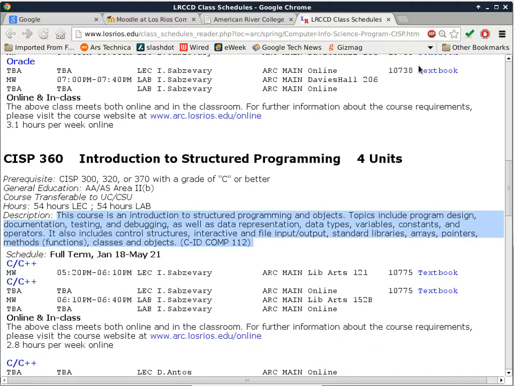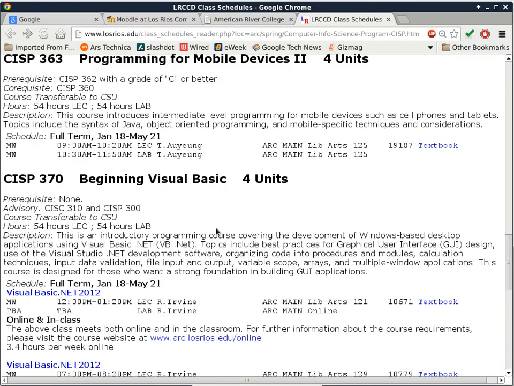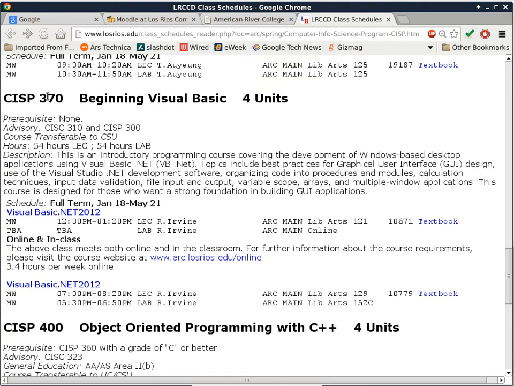Those are all good questions. Any other questions? No? Okay. CISP 370 is Visual Basic Programming. CISP 370 does not substitute for CISP 360. In other words, it doesn't really help you in getting the transfer degree in computer science. But is it a substitute for 300? It is. It can be a substitute for 300.